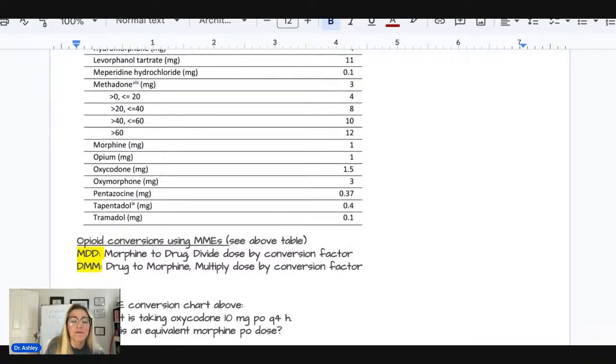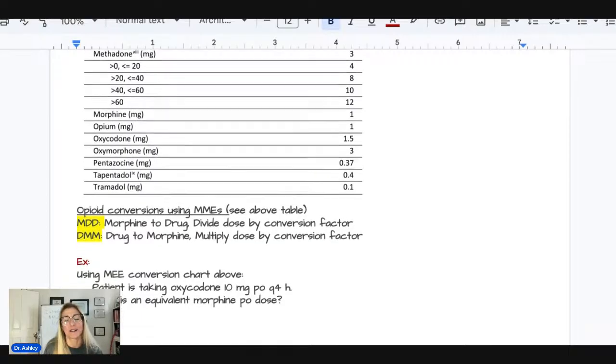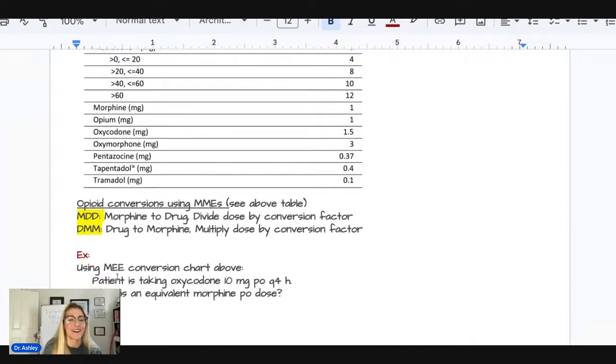So our example, I'm just going through it again because we're getting the hang of it now. Patient is taking oxycodone 10 milligrams PO Q4 hours. What's an equivalent morphine PO dose? In this question, we're going from the drug to morphine. So if it's drug to morphine, multiply.